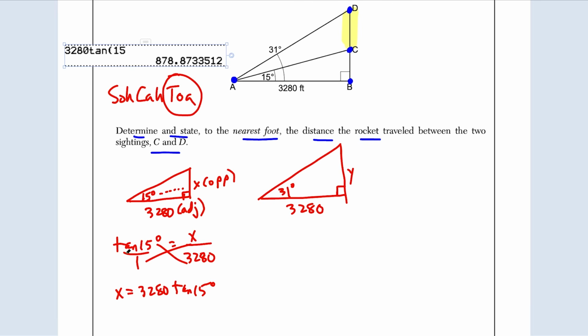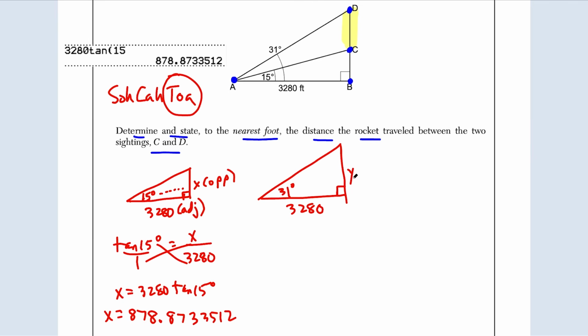Now, one thing I want to emphasize is they did tell us to round to the nearest foot, but you should only be rounding at the very last step, because if you round at every step throughout the question, this can throw your answer off by a little bit, and that's an annoying point to lose on a test like this. So we have 878 point, and we have 873, and then we have 3512. So once again, I'm writing out all the decimal places, and I'll round at the last step.